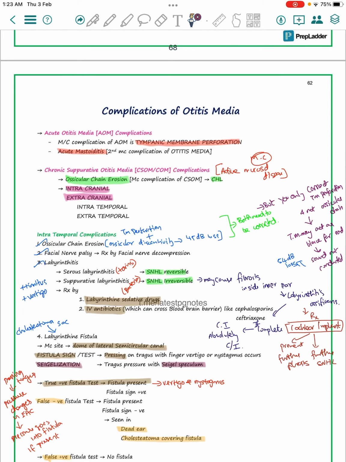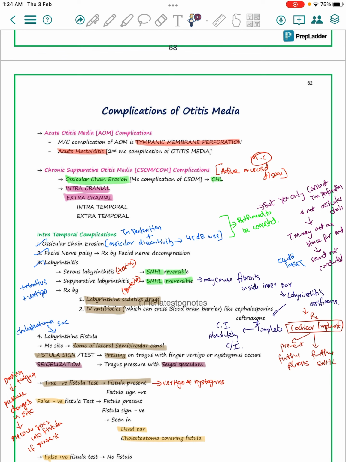Hello guys, in this video we are going to see about the complications of otitis media, and first we are going to see about acute otitis media. As we saw earlier, acute otitis media most commonly causes tympanic membrane perforation. Next to it is acute mastoiditis, then coalescent mastoiditis. These are the complications of acute otitis media, but chronic suppurative otitis media is the very important part.